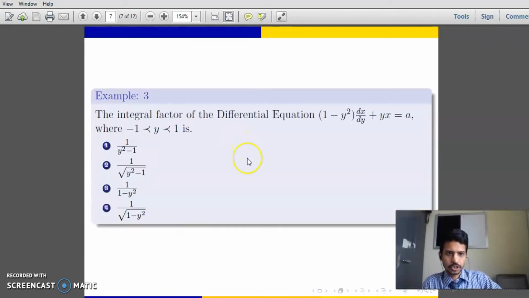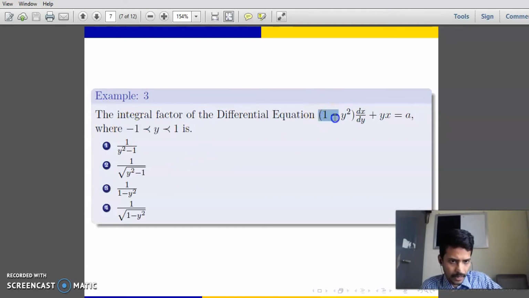We will move to the next question, which is also similar to the previous question, but here we are not interested in the solution, we are interested just in finding the integral factor. So the question is the integral factor of a differential equation, and they have given y lying in the open interval minus 1 comma 1. So the question is how to decide these values.